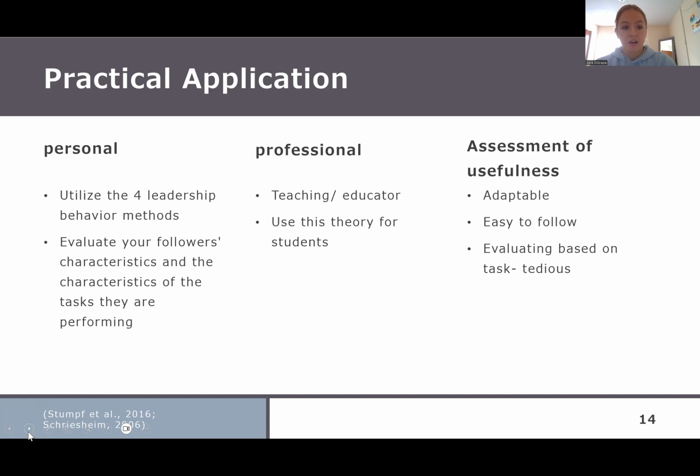And then I also assessed the usefulness of the path goal theory in general. And I personally feel that it's adaptable to the different types of followers and personalities and people that you're going to have that you're overseeing and in your life. I personally found it easy to follow. I know that the critiques in the book said that it was kind of complicated, but I didn't personally think so. And then lastly, I liked that it was very reflective and that you evaluated based on followers and the tasks that they're doing, such as if the task was tedious.